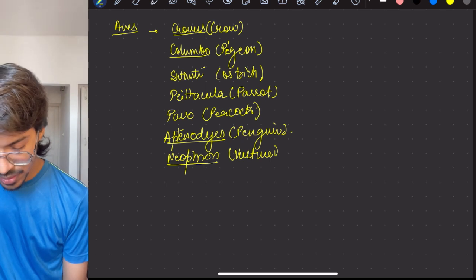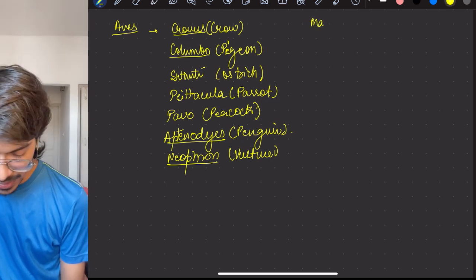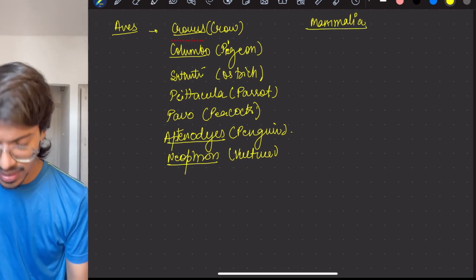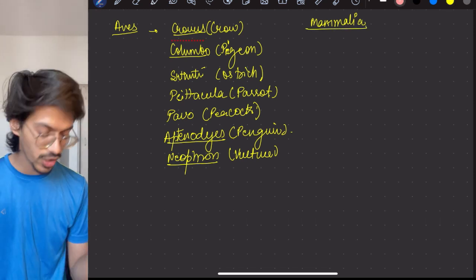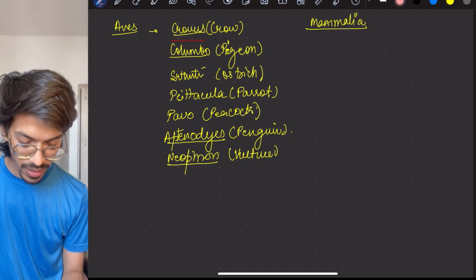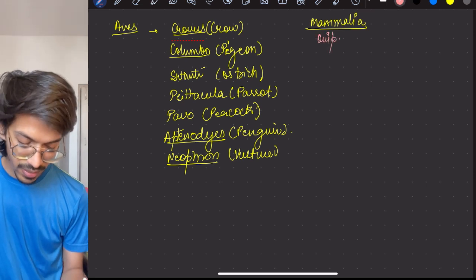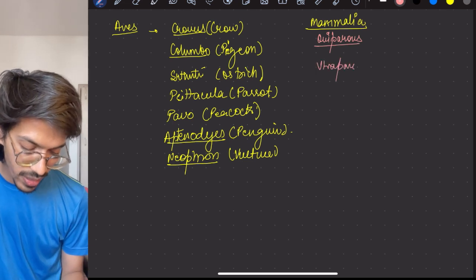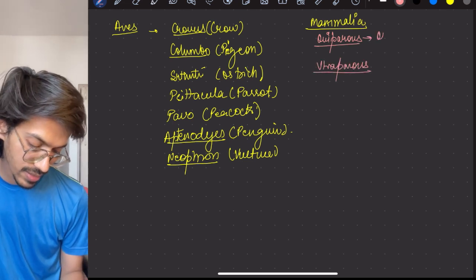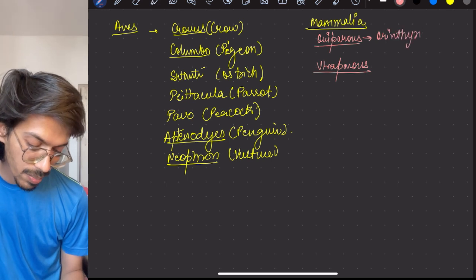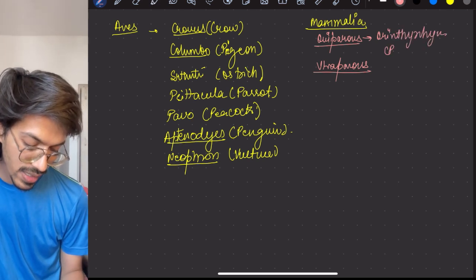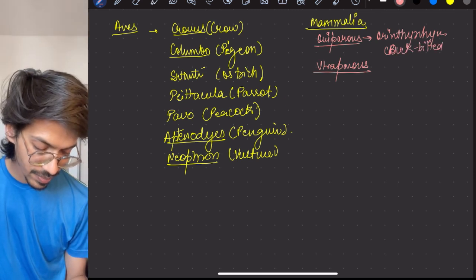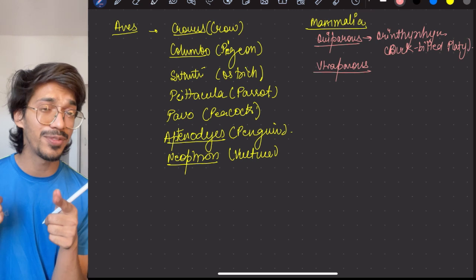And after Aves, we have the Mammalia. And these examples are the basic ones. You can easily remember it. The names are very similar to each other. Here you have to remember that there is one that is oviparous and all the others are viviparous, meaning they directly give birth to the young ones. So the oviparous one is what? Ornithorhynchus. That is what? Duck-billed platypus. Duck-billed means its nose is like a duck's. The platypus Perry from Phineas and Ferb, same thing.